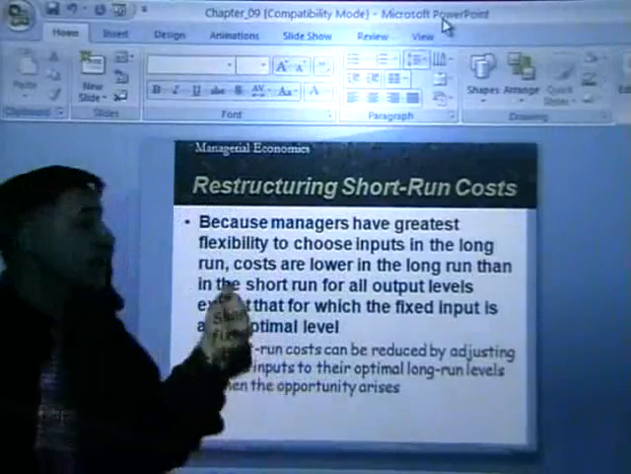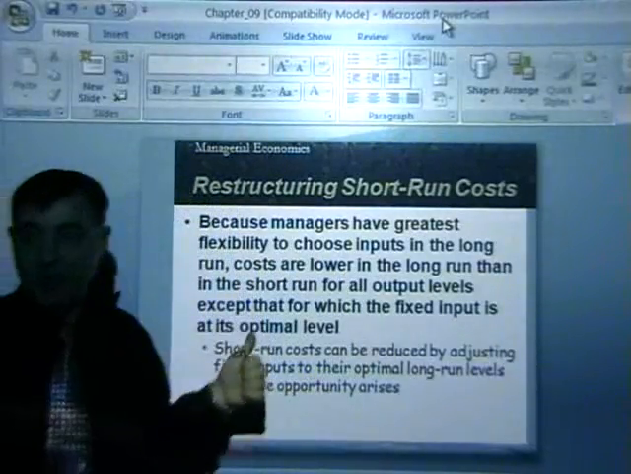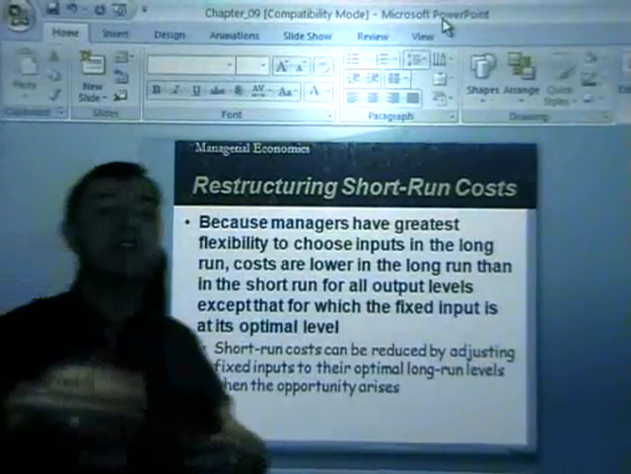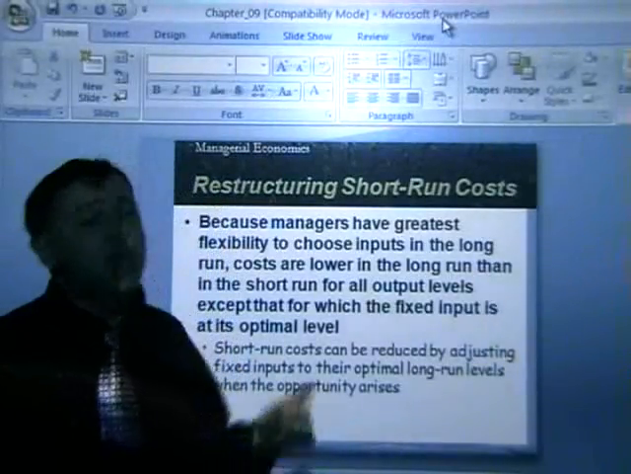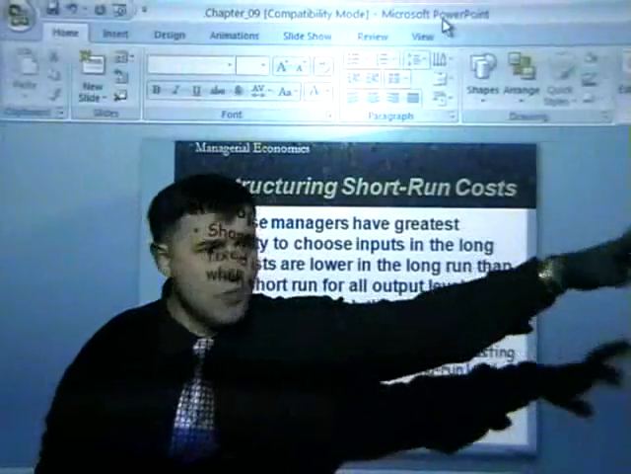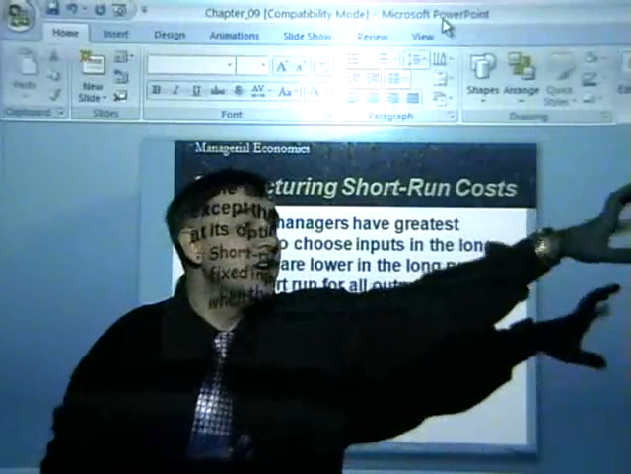Because the fixed input is usually capital, it means a significant change in capital. Sure, we can add one more room over here. You know, we can always put in an extra room.